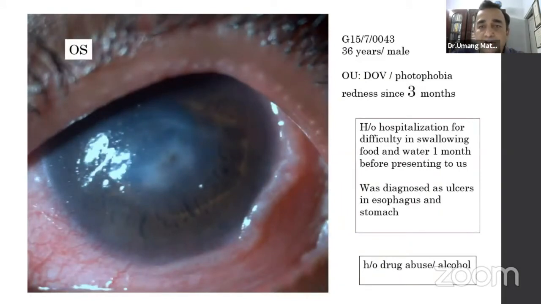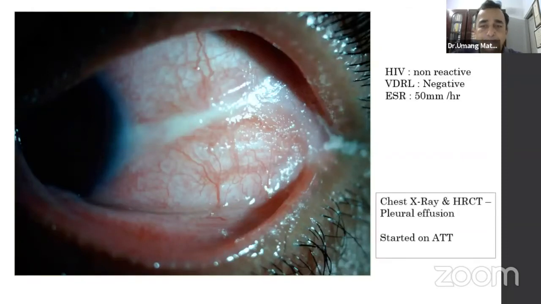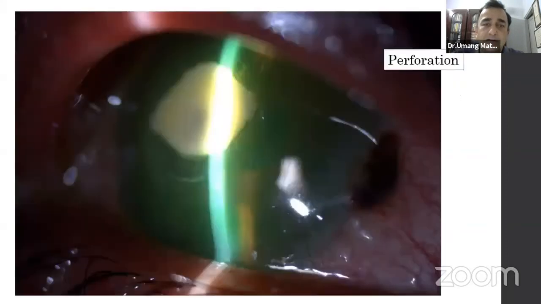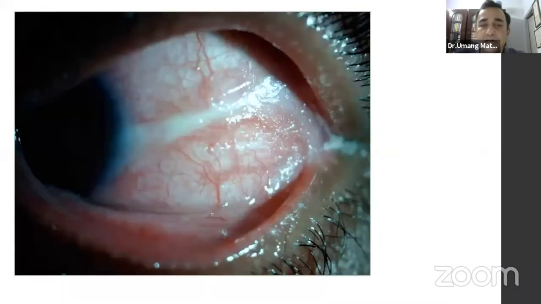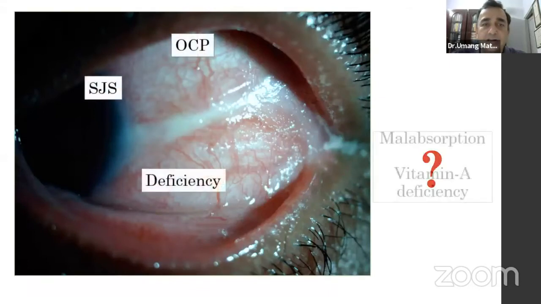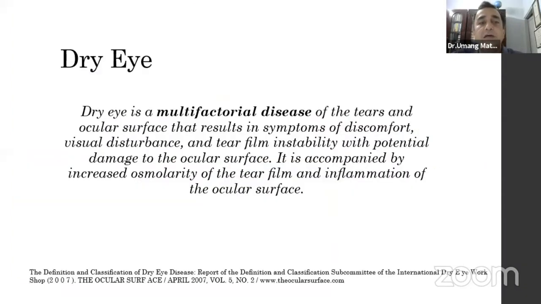Another young patient who had a history of alcoholism, drug abuse, having ulcers in the mouth and stomach, and presented with this epithelial defect, very dry looking conjunctiva. I'll just finish. And on further investigation, we found ultimately needed a keratoplasty. Didn't know what we were dealing with till we got a physician opinion. And this was actually a case of malabsorption and vitamin A deficiency.